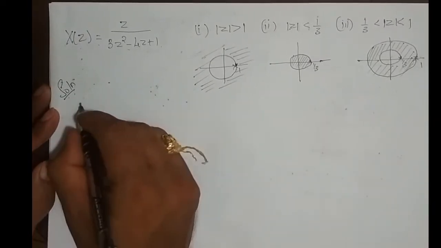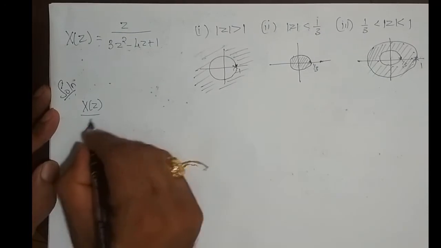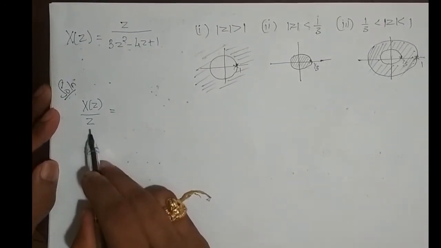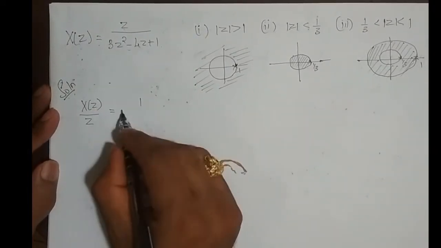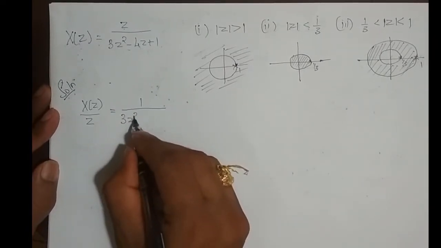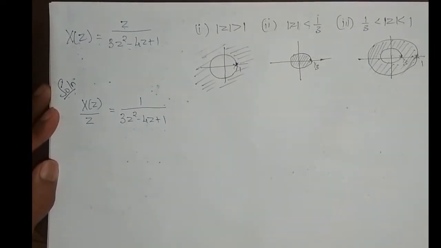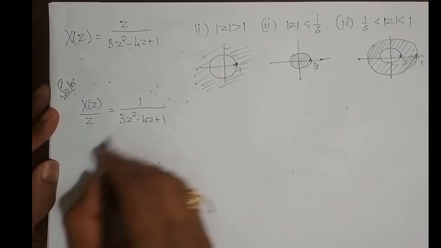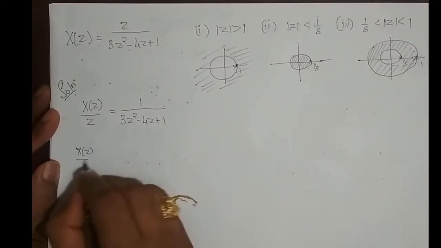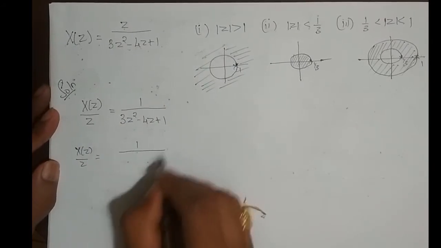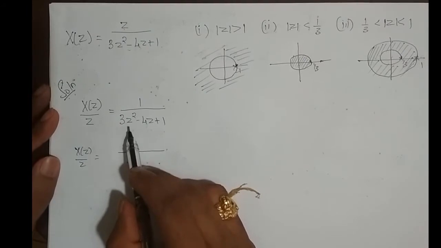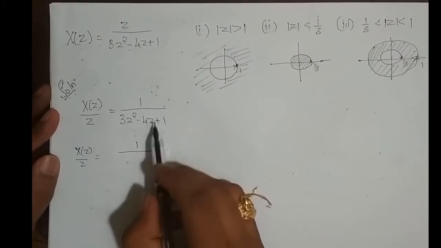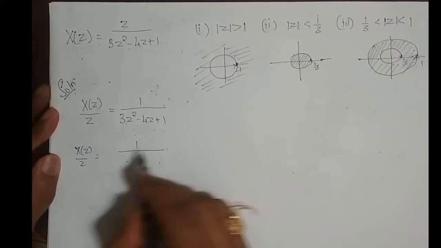Now the second step is to bring the left hand side in the form of X of z by z. If I take this z to the other side, I end up with 1 divided by 3 into z square minus 4z plus 1. Now factorize the denominator. X of z by z is equal to 1 divided by this second order equation, which you can solve in your calculator. So I have two poles here.